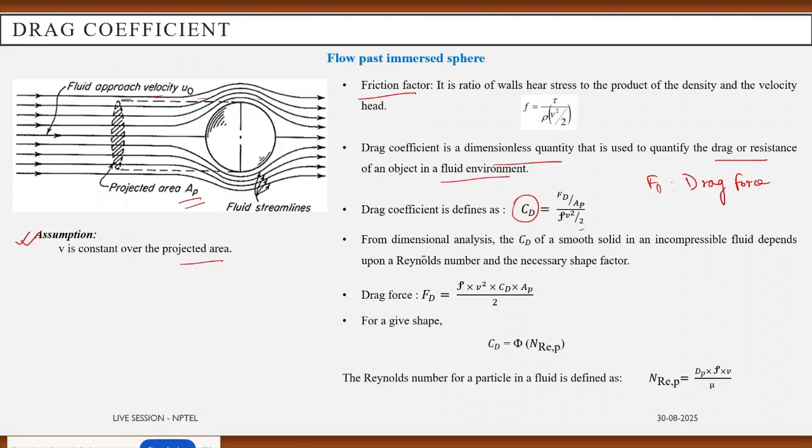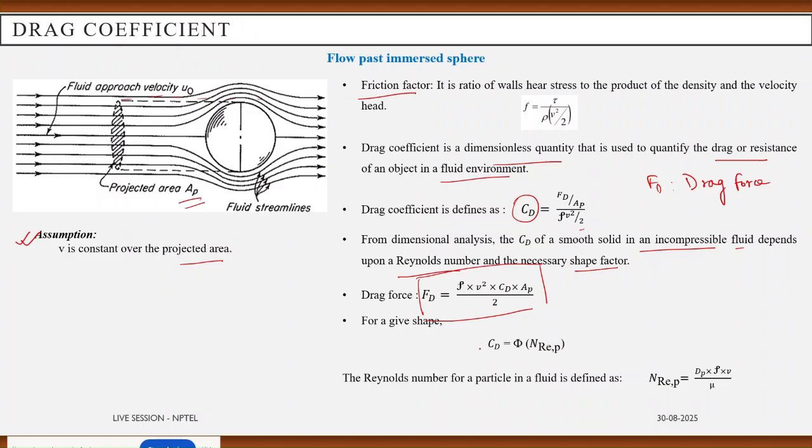that is similar to the friction factor. So from dimensional analysis, this drag coefficient CD of a smooth solid in an incompressible fluid depends upon the Reynolds number and also the shape factor of that geometry. So if you rearrange this equation, you will get FD equals half of CD into rho V square into AP. This is the formula for FD.